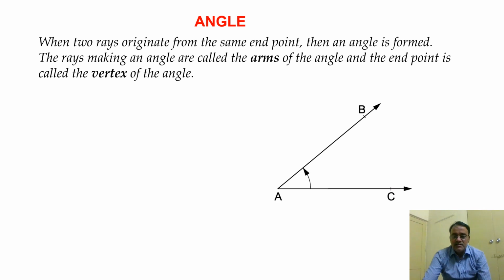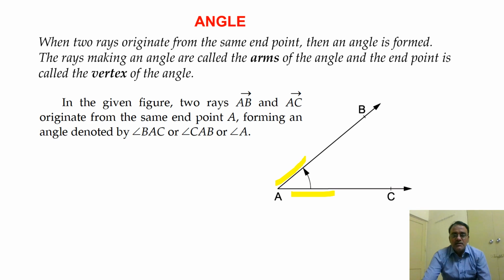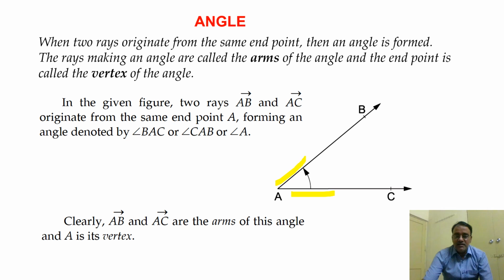So here AB and AC are two arms of the angle. In the given figure, two rays AB and AC originate from the same point, that is A, forming an angle which is denoted by angle BAC or CAB or simply angle A. Here AB and AC are the arms of this angle, and A is the vertex of angle BAC.